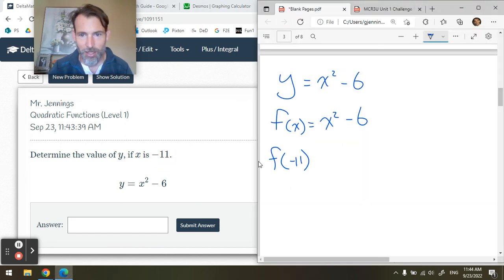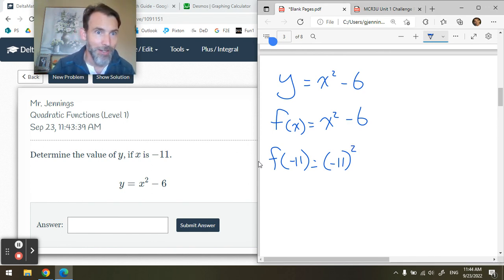And so let's do that. f of negative 11 is equal to (negative 11) squared. Why does Mr. Jennings always substitute into brackets? Why is he always reminding us to substitute into brackets? Because some of you are going to do negative 11 squared on your calculator and get negative 121, and that ain't correct. The negative comes along for the square ride. The answer is positive there.